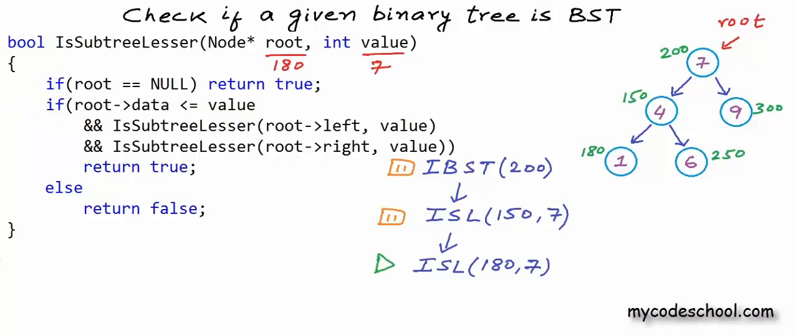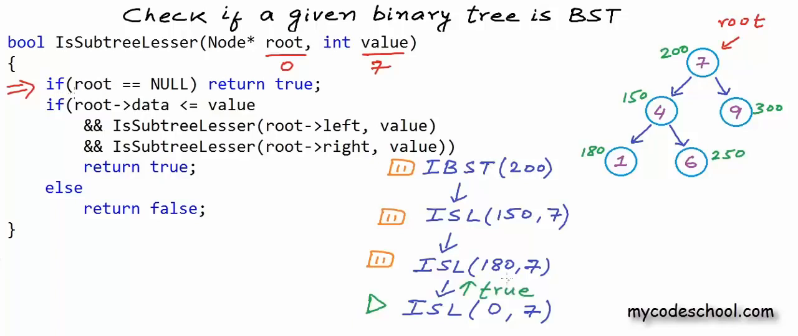So the first condition is true, and we can go to the second condition, which is a recursive call. This call will pause and we will go to the next call. Here once again the data in the node at 180 is 1, which is lesser than 7. So the first condition is true and we will make a recursive call. The left subtree for the node at 180 is null. There is no left child, so we will return at the first line. Root is null this time. This particular call will simply return true.